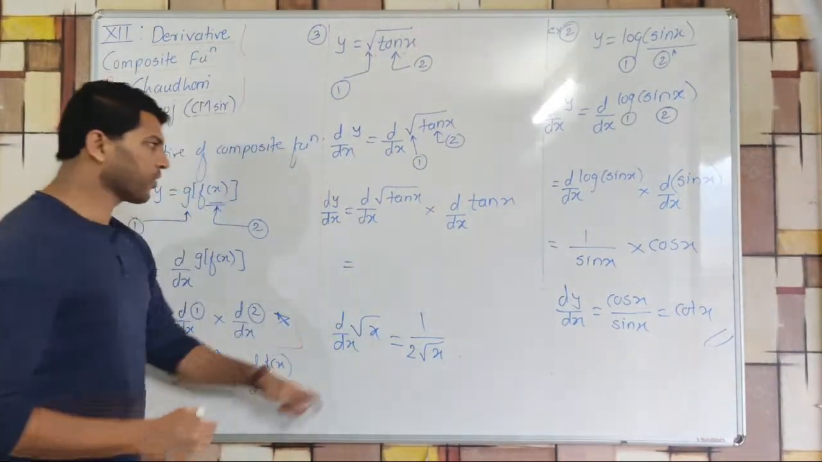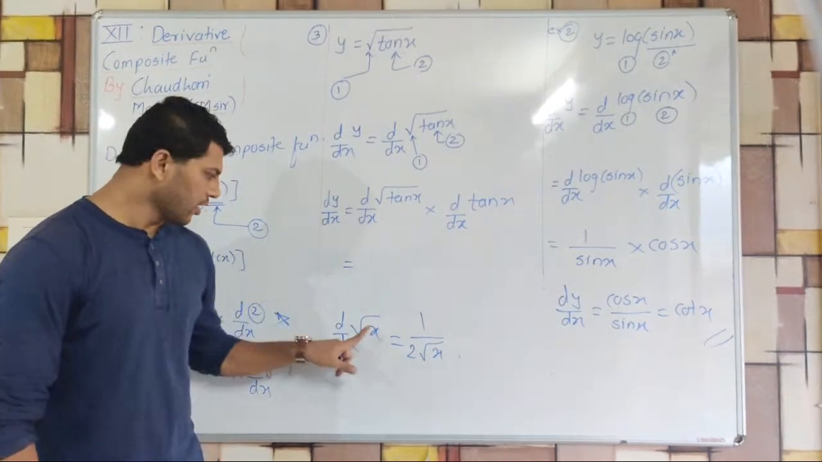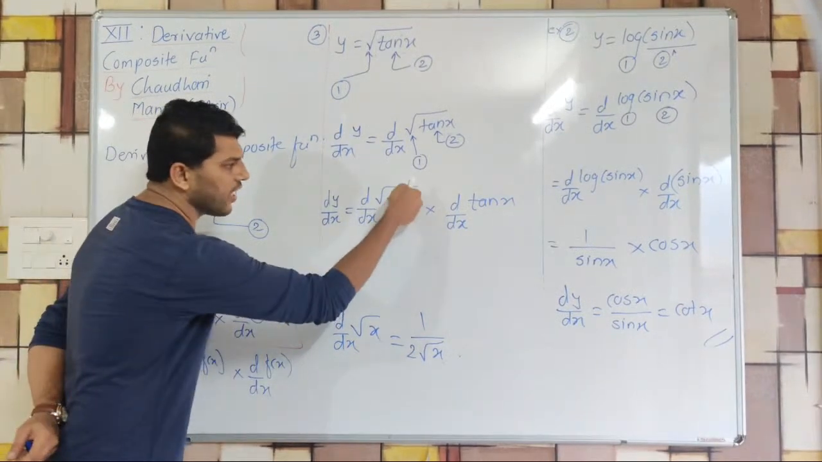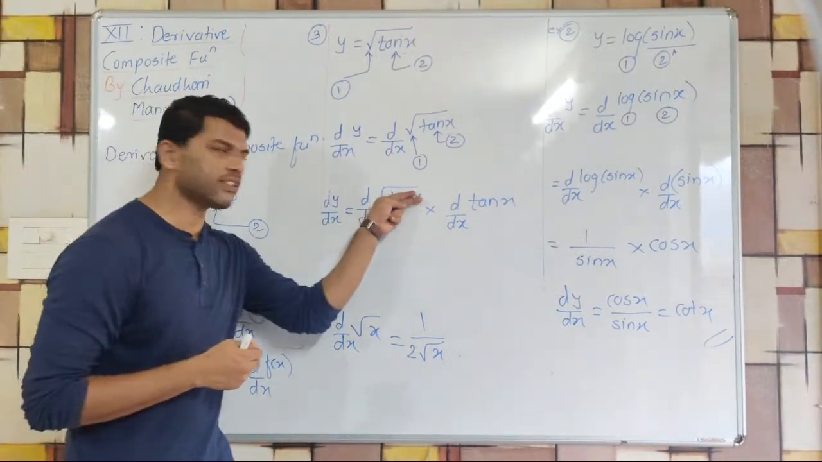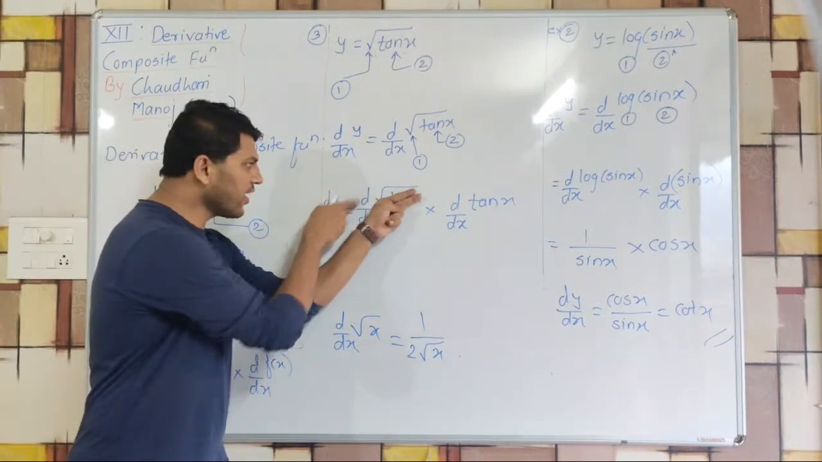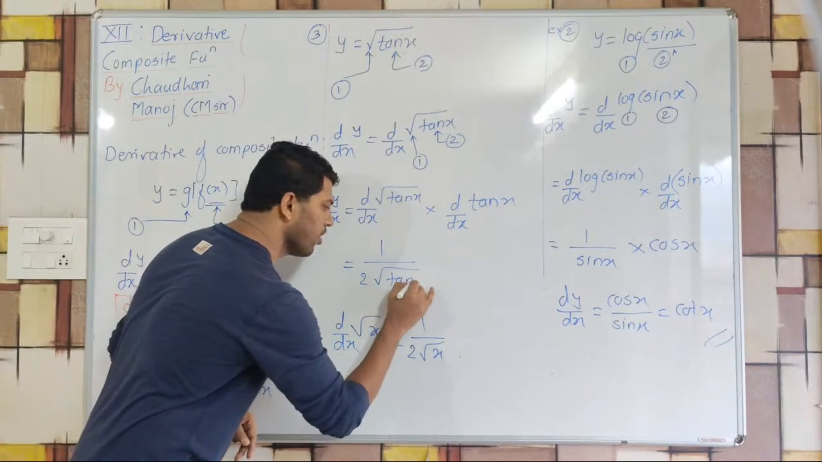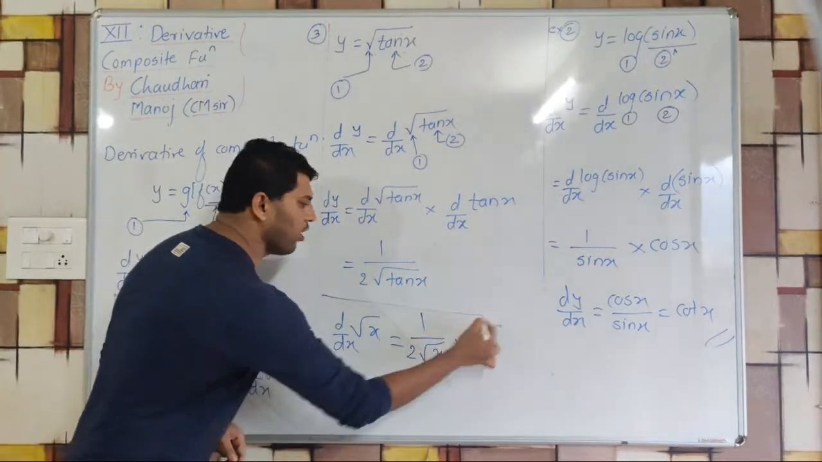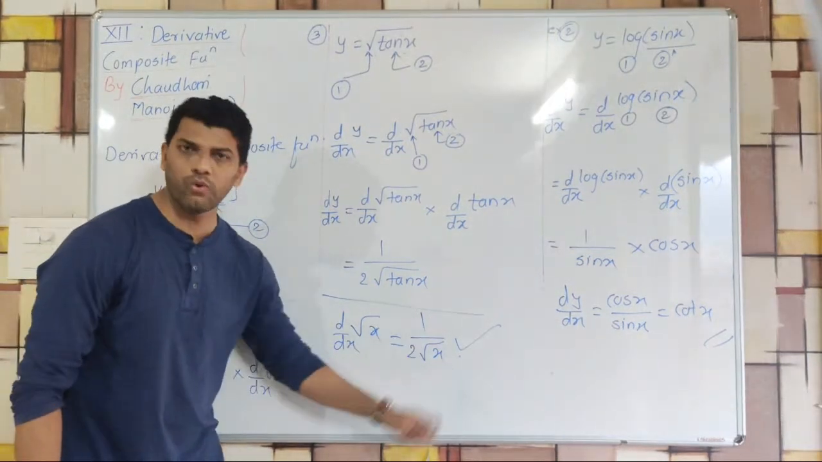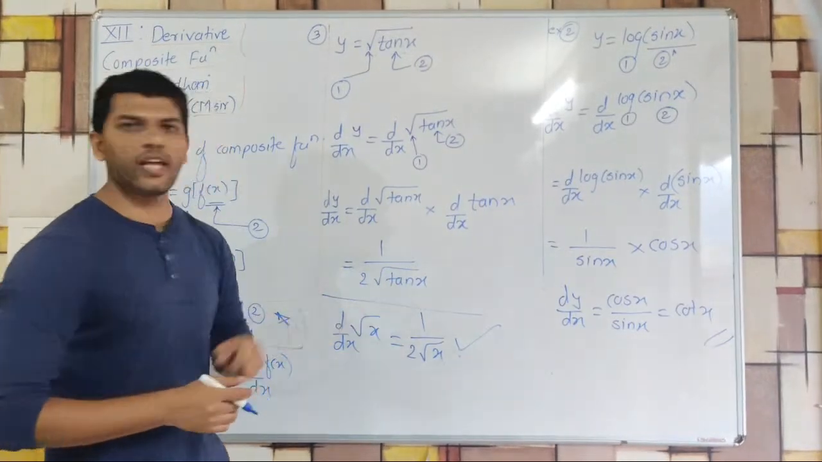Then next, the derivative of root x is 1 upon 2 root x. I am treating this as x temporarily. So read it, derivative of root x is 1 upon 2 root x. Here I applied this particular formula to find this derivative. So the derivative of root tan x is 1 upon 2 root tan x.